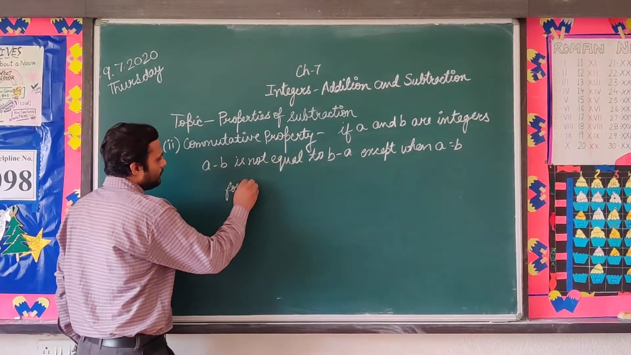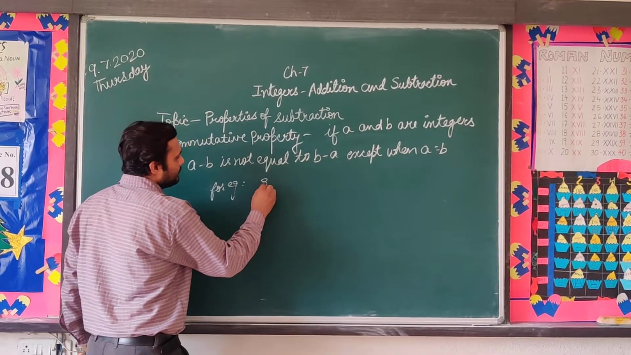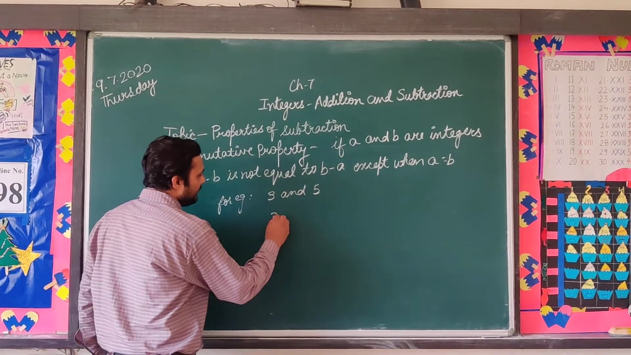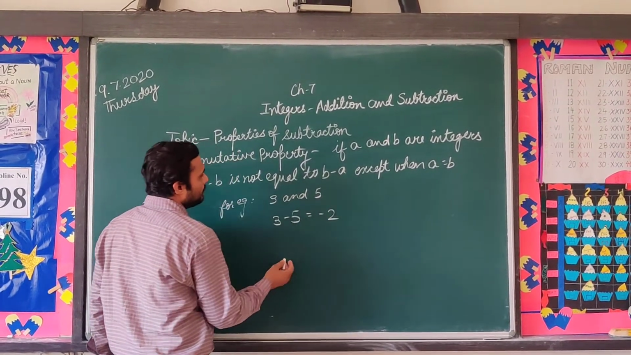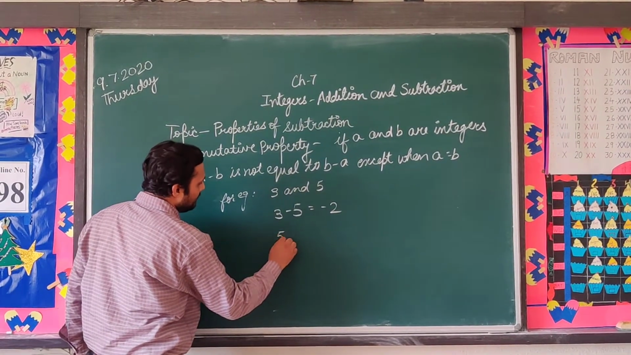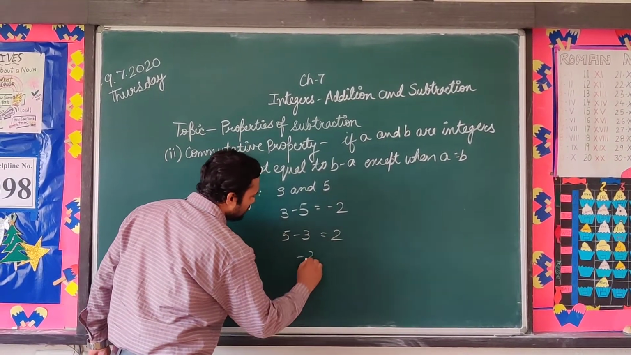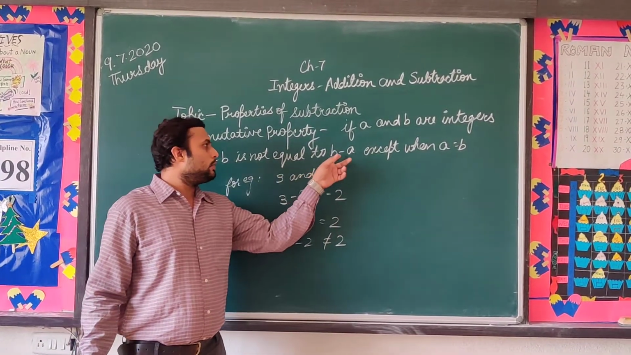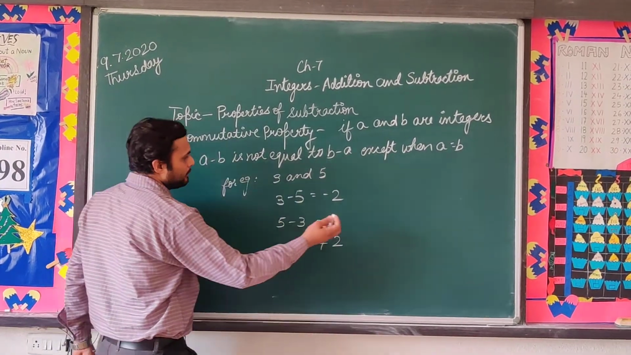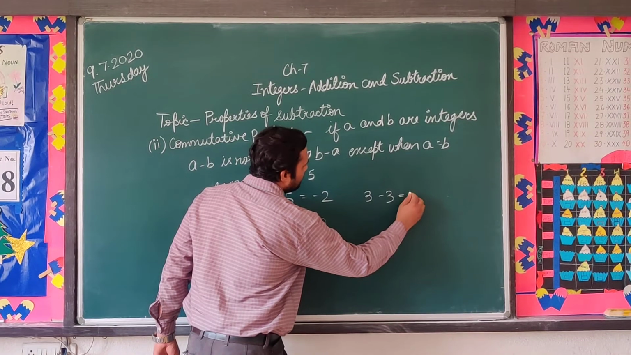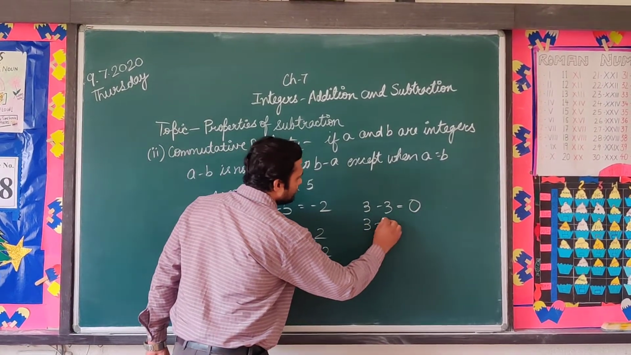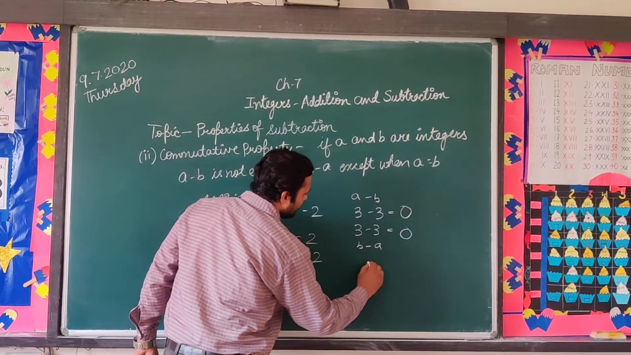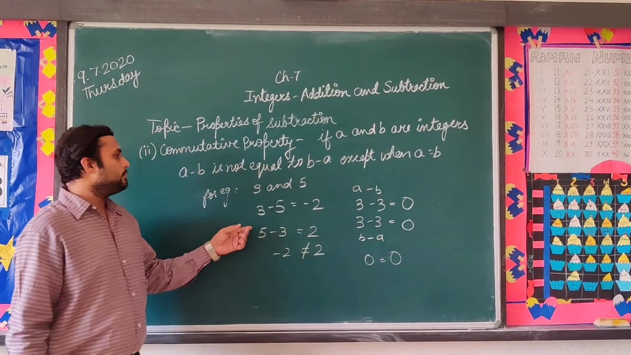Suppose, for example, we take 3 and 5. A minus b, 3 minus 5 equals minus 2. B minus a, it means 5 minus 3, so 2. So minus 2 is not equal to 2. So what does it mean? A minus b is not equal to b minus a, except if a and b are both equal. Suppose both are 3. 3 minus 3, either a minus b or b minus a, so here 0 equals 0. So this is the commutative property.